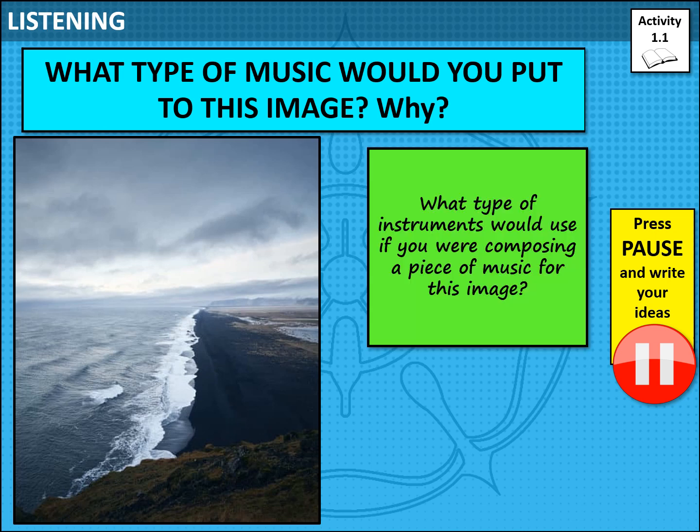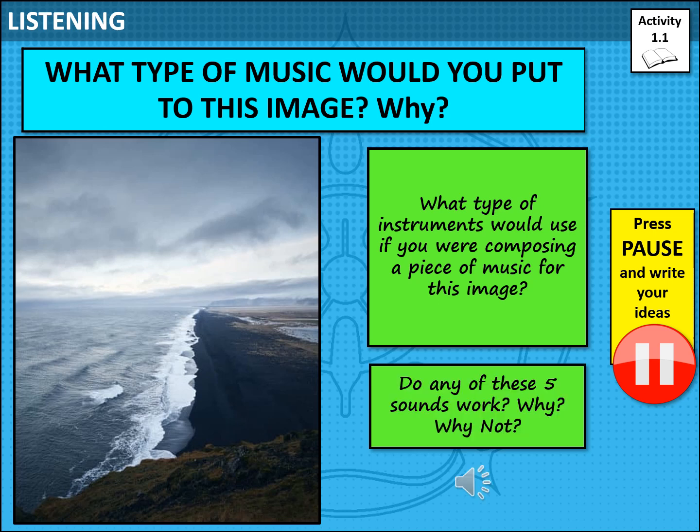Now we're going to go that one step further. What type of instruments would you use if you were composing a piece of music for this image? I'm going to play you 5 sounds now. I want you to think, do any of these 5 sounds work? Why? Why not? What is about them that might not work?